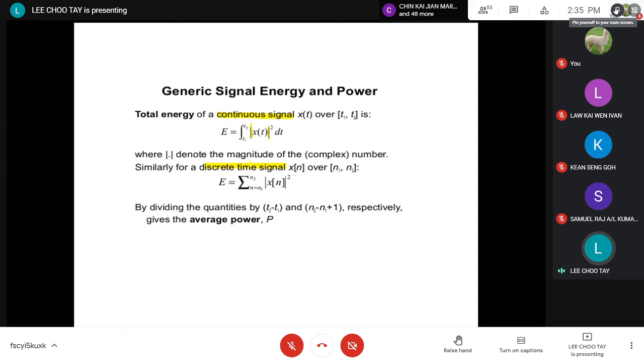So again, it's the same. Instead of taking the integral, we take the sum. So we add all the squares of the amplitude of the signal. And if you want to get power, then we just take the energy and divide it by time, then we get our average power. Okay, so basically this is how we calculate signal energy and power. When we come to that part in our course, I'll put in some numbers and show you how we do the calculation.